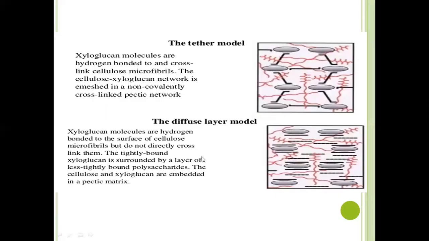The tether model: xyloglucan molecules are hydrogen bonded to and cross-link cellulose microfibrils. The cellulose-xyloglucan network is embedded in a non-covalently cross-linked pectic network. The diffuse layer model: xyloglucan molecules are hydrogen bonded to the surface of cellulose microfibrils but do not directly cross-link them. Tightly bound xyloglucan is surrounded by a layer of less tightly bound polysaccharides. The cellulose and xyloglucan are embedded in the pectic matrix.